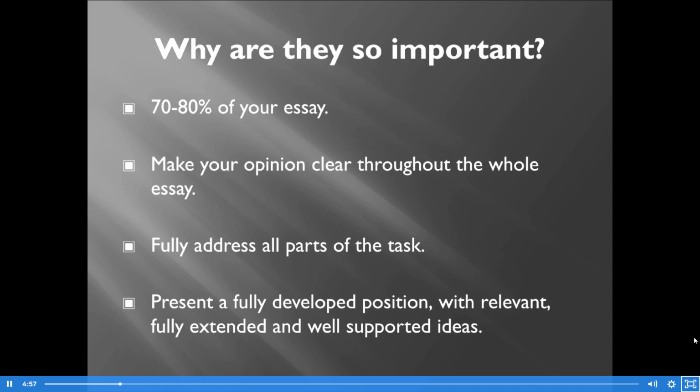And that's what we're going to do in this module, and that's what we're going to do in the subsequent modules where we talk about opinion questions, discussion questions, and all the other types of questions.